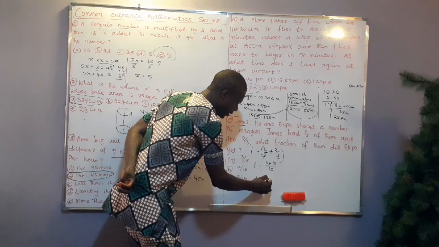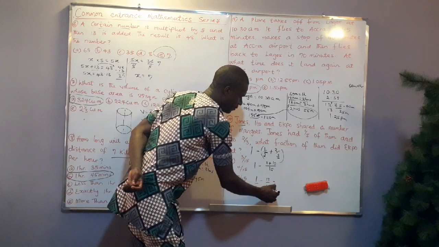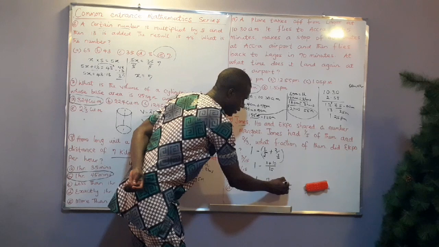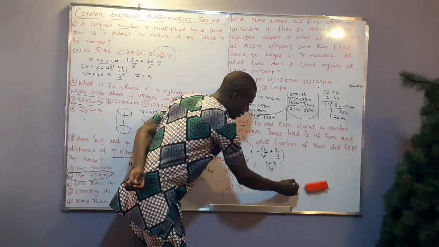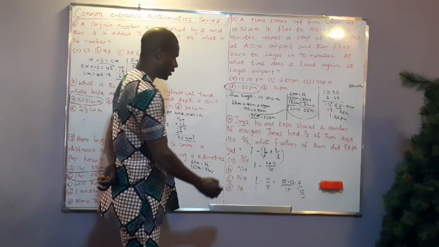The same thing as 13/15 over 1. So here the LCM of 1 and 15 is 15. 1 into 15 is 15. 15 times 1 is 15. Minus 15 divided by 15 is 1. 1 times 13 is 13. And your answer will be 2/15. 2/15. So our right answer is C.